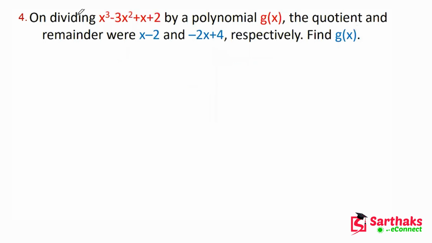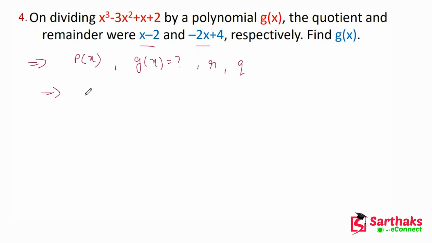Yes, on dividing x cube minus 3x square plus x plus 2 by a polynomial g of x, the quotient and remainder are x minus 2 and minus 2x plus 4 respectively, then find g of x. So what we have to find? Yeah, so first of all friends, we know the formula. What is the formula? We have dividend, means p of x, and we have to find g of x. We have remainder and quotient.